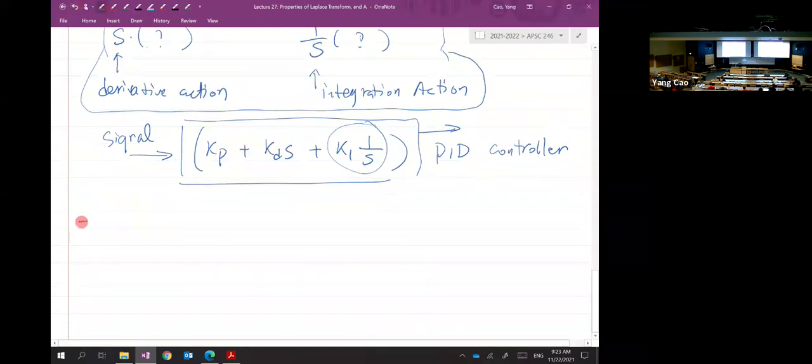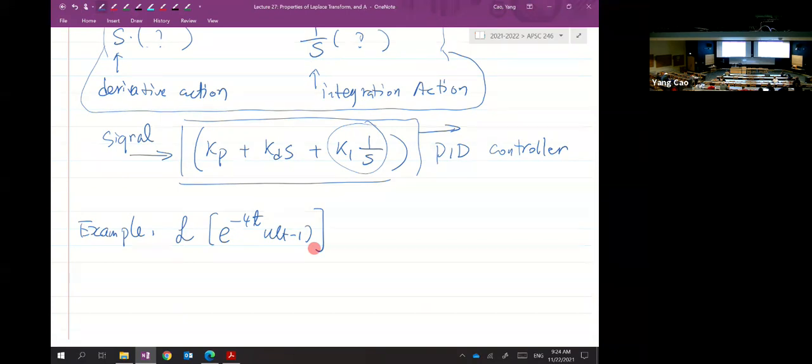Okay. So let's take a look at a couple of examples of how we can make use of the properties that we have just written down here. So let's look at this example. Laplace transform of this function: e to the power negative 4t times u of t minus 1.